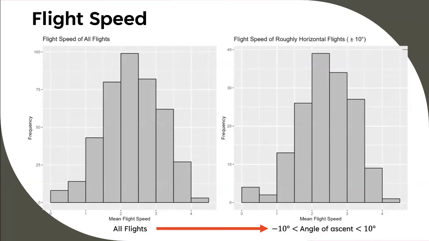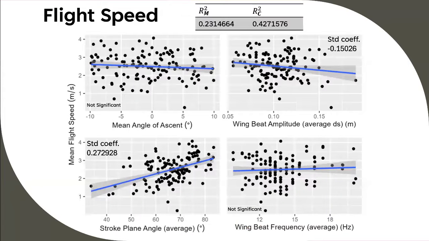And I mean, a linear model with angle of ascent and flight speed within this range really does not see any correlation. So we're filtering from all of the wing beats that we have to just those that are relatively horizontal, between plus and minus 10 degrees. And thankfully, they do have roughly a similar distribution, so I'm not skewing anything here. But what we're seeing is, as I said, angle of ascent and flight speed, no real correlation here. Thank goodness.